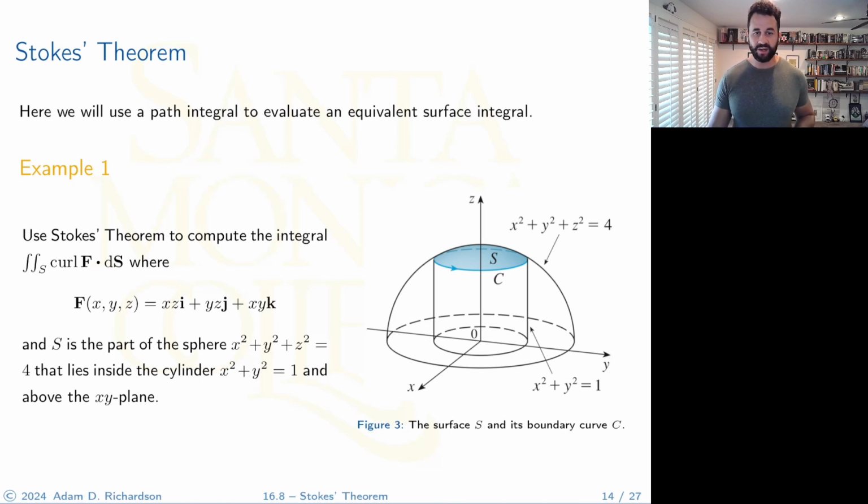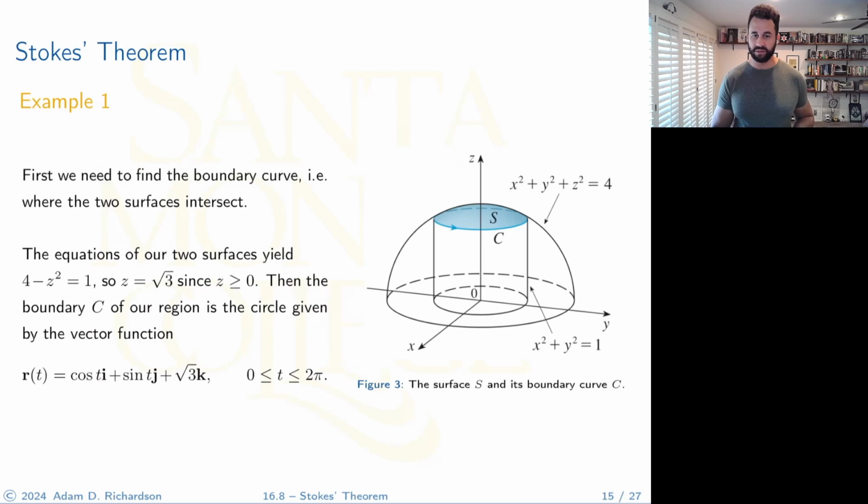Okay, all right, here we go. So let's see, we've got our surface here and we can apply Stokes' theorem to it. We just need to find a parameterization of this boundary curve that you see in the figure right here. In other words, we need to find where these two surfaces intersect. So this boundary curve is the intersection of those two surfaces.